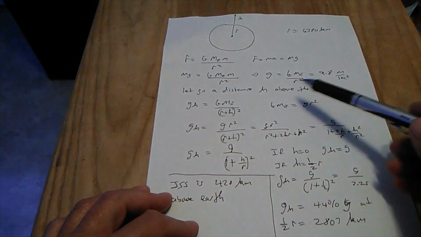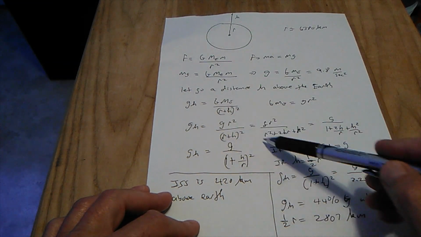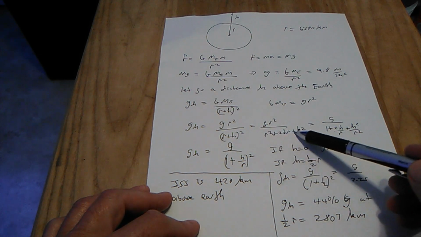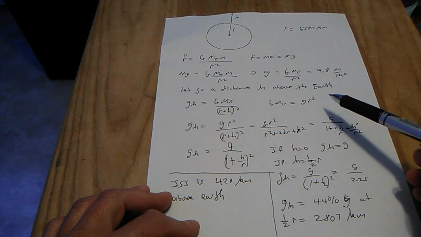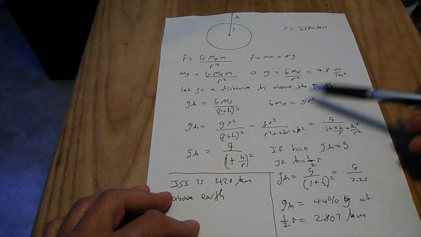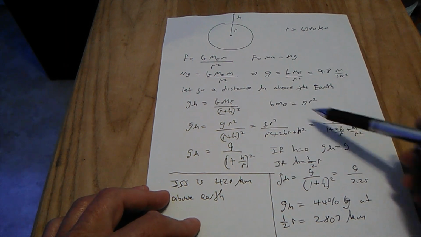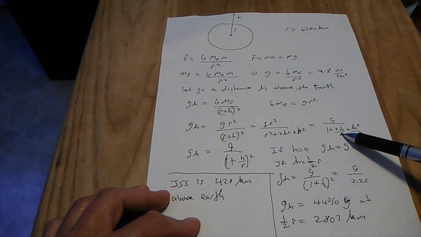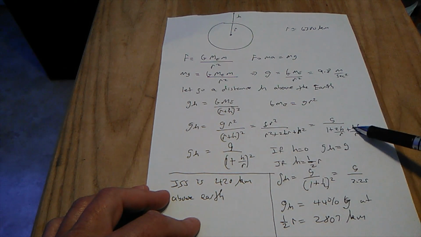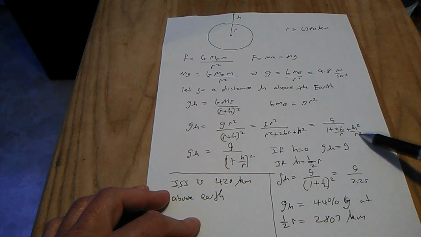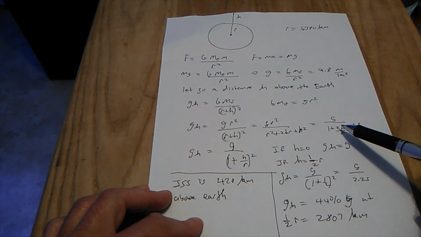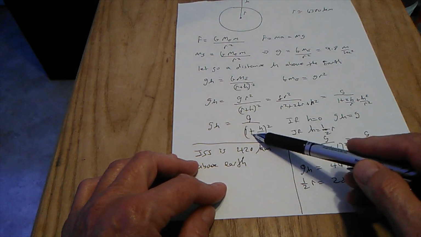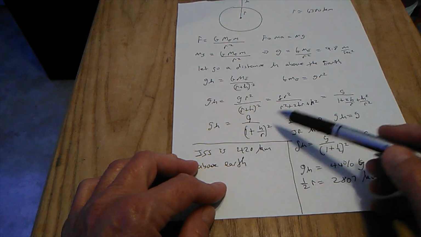So now what I'm going to do is expand this polynomial. So I get g r squared over r squared plus 2hr plus h squared. I'm going to divide all of this by r squared. So I get g over 1 plus 2h over r. Did I do that right? Yep. Plus h squared over r squared. Now I want to factor this. So I just get g_h equals g over (1 plus h over r) squared.